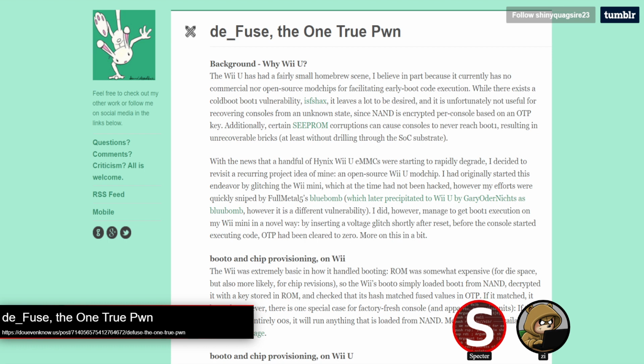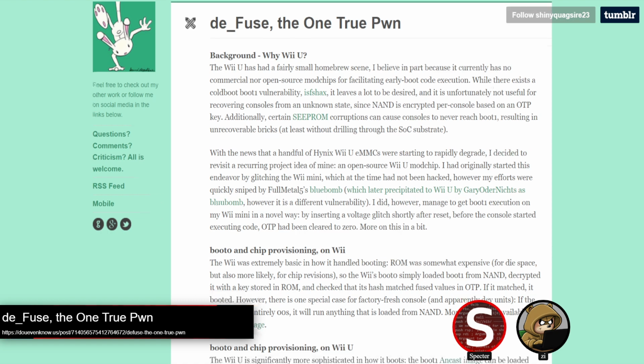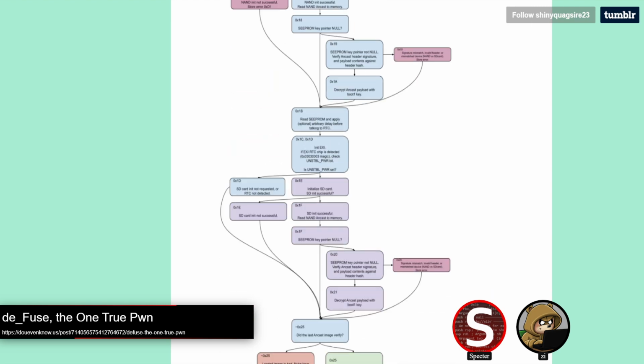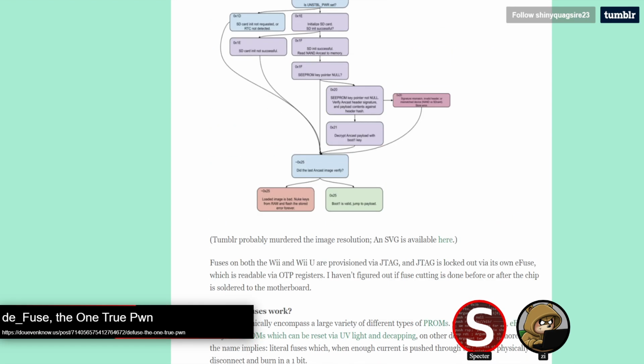What actually kicked off this research was the fact that some Hynix Wii U eMMC multimedia cards were degrading and starting to fail, which might not sound like a huge issue. Just replace the media card, right? The thing is, the firmware is stored encrypted on the media card, and it's also per console encrypted. There's a personalization layer going on there, which uses a key that's in the boot ROM. And the contents of that boot1 package that gets loaded is also verified against a hash stored in fuses. So if that hash is violated, then it'll brick. It won't be able to boot, and your Wii U is bricked.